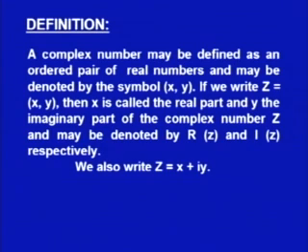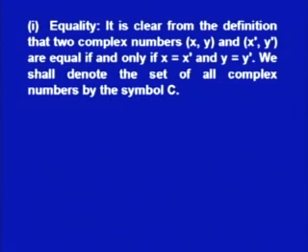First, we take the definition. A complex number may be defined as an ordered pair of real numbers and may be denoted by the symbol (x, y) within brackets. If we write z equal to (x, y), then x is called the real part and y the imaginary part of the complex number, which we represent by z, and may be denoted by Re z, that is real part of z, and Im z, that is imaginary part of z, respectively. We also write z equal to x plus iy.